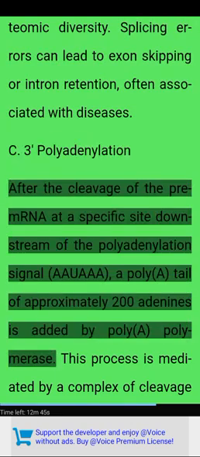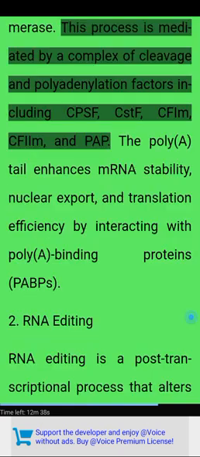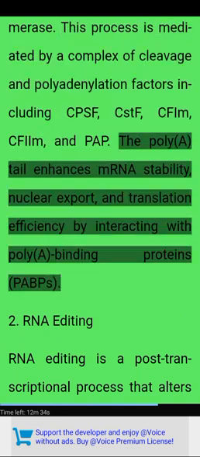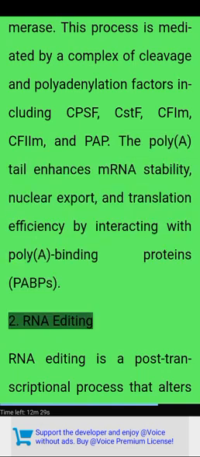C. 3' polyadenylation. After the cleavage of the pre-mRNA at a specific site downstream of the polyadenylation signal AAUAAA, a poly A tail of approximately 200 adenines is added by poly A polymerase. This process is mediated by a complex of cleavage and polyadenylation factors including CPSF, CstF, CFIm, CFIIm, and PAP. The poly A tail enhances mRNA stability, nuclear export, and translation efficiency by interacting with poly A binding proteins, PABPs.